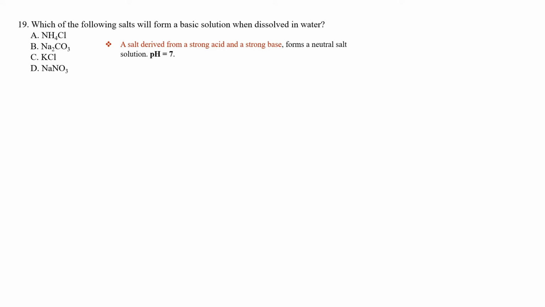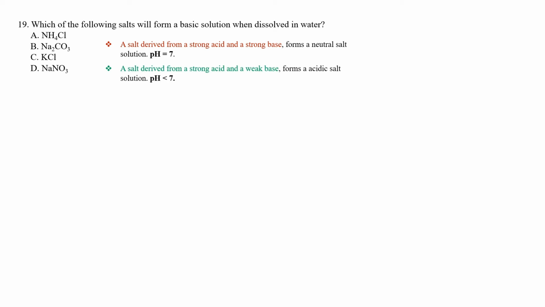There are three types of salts. The first one is a salt derived from a strong acid and a strong base. The reaction is acid plus base produces salt and water. When a salt is derived from a strong acid and a strong base, the pH of that salt is equal to 7.